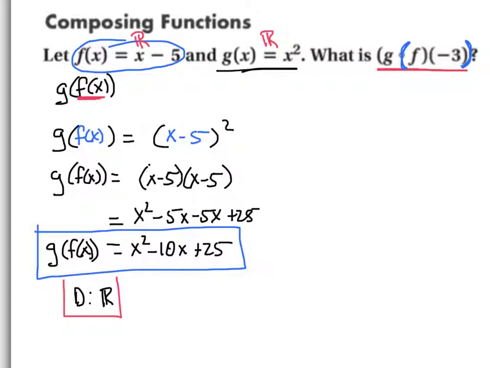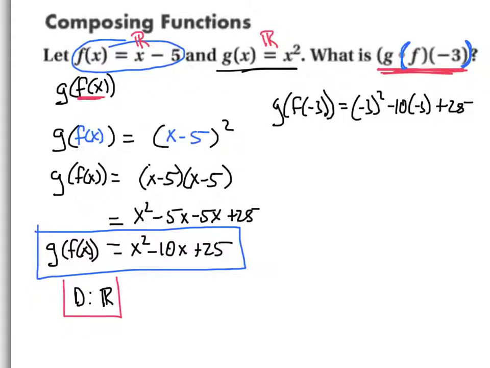Well, now we want to find the solution, the output, for an input of negative 3. So g of f of negative 3 equals negative 3 squared minus 10 times negative 3 plus 25. We're just plugging negative 3 into the function we just found. So what is negative 3 squared? 9. What is negative 10 times negative 3? Positive 30 plus 25. So 30 plus 25 is 55. 55 plus 9 is 64.